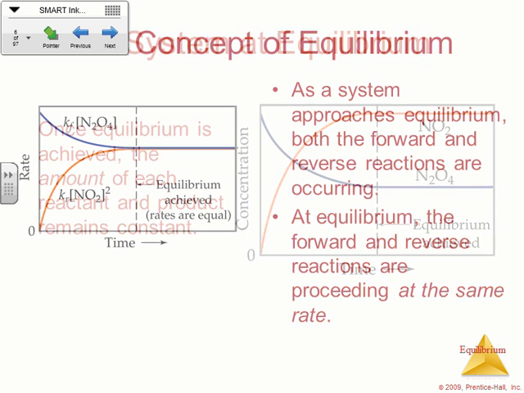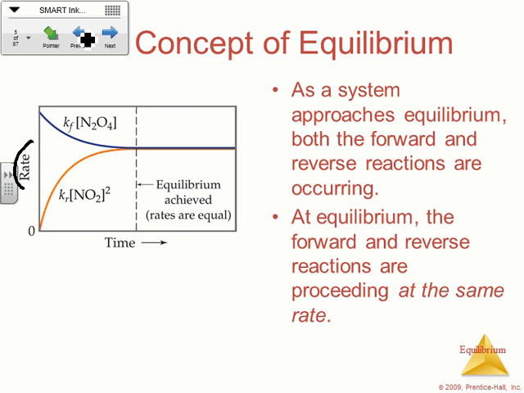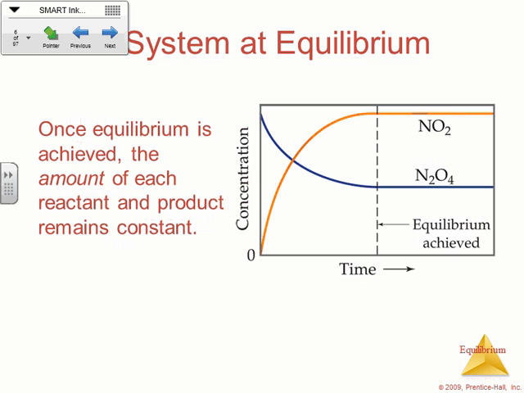Now, I want you to notice the difference in the graphs here. This one had rate on the y-axis, so now they're happening at the same rate. That's why they're equal. But if you look at this graph, now we're graphing concentration on the y-axis, and the concentrations are not the same. The NO2 is up here. The N2O4 is down here. That doesn't mean we're not at equilibrium. It just means that we have different amounts of the NO2 and the N2O4 when we get to equilibrium. And then the forward and reverse rates are happening at the same speed, so the amounts don't change at that point.